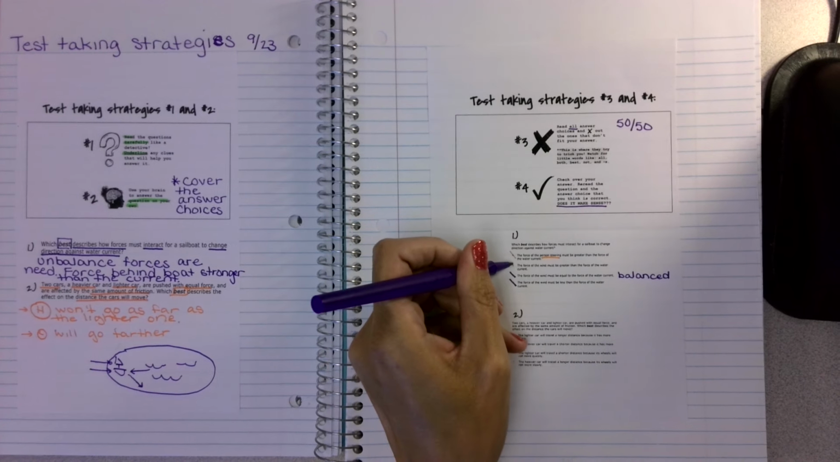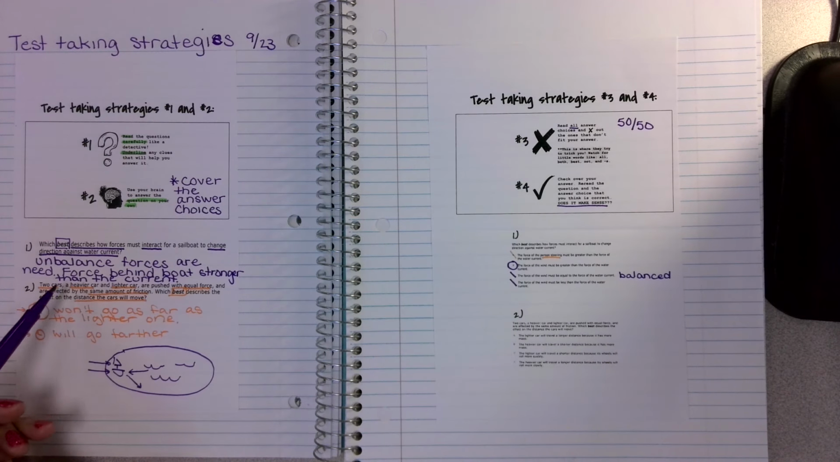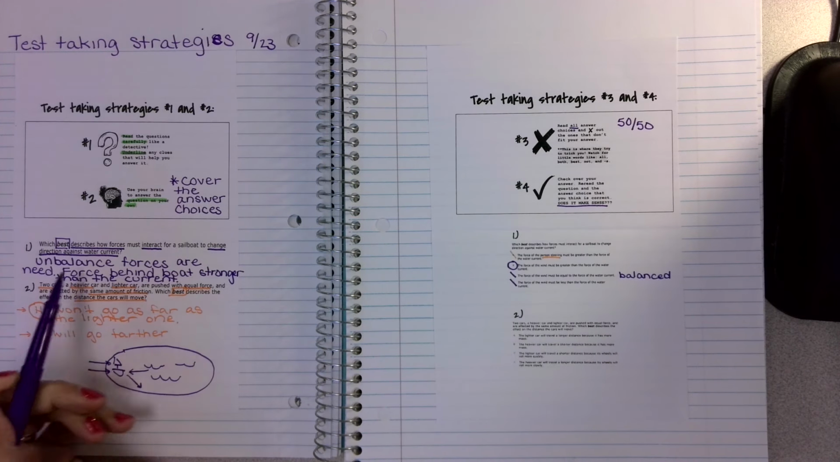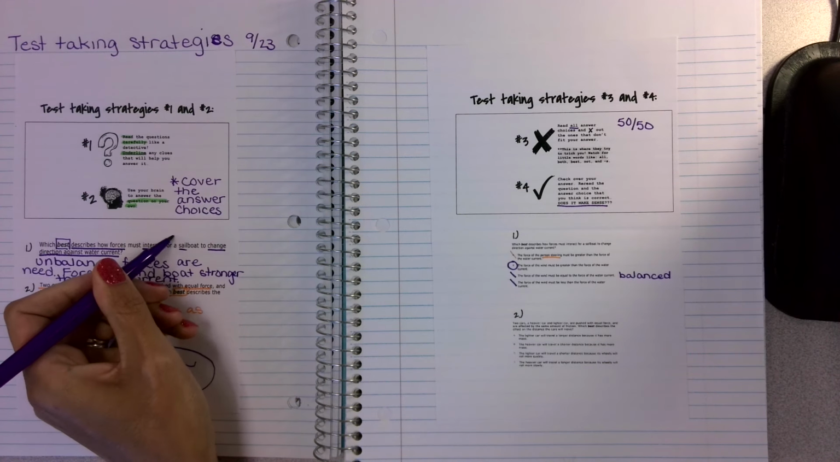So the best answer is B. The force of the wind must be greater than the force of the water current. And it does fit what we said here. The force behind the boat stronger than the current. Because it's a sailboat, it needs wind.